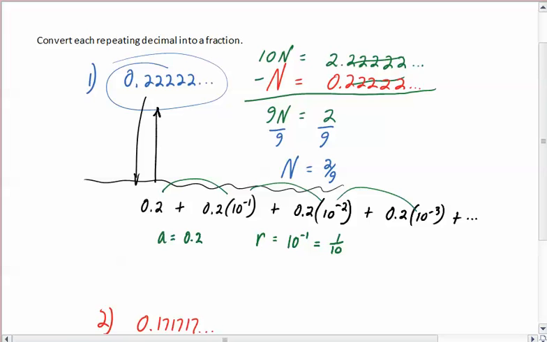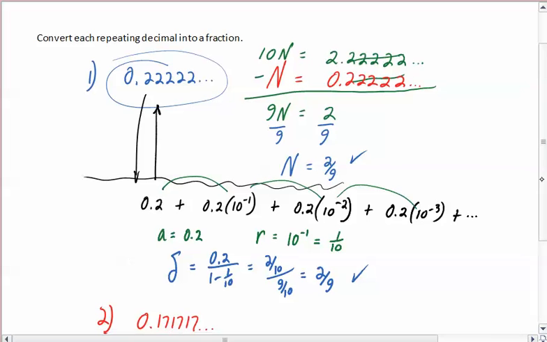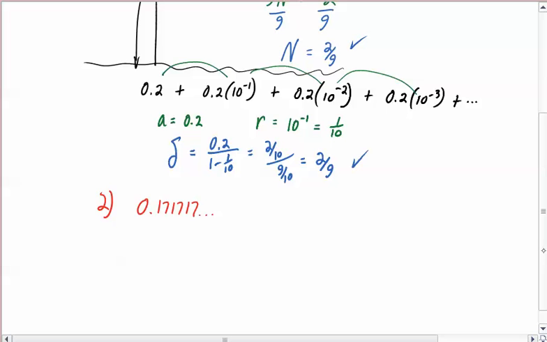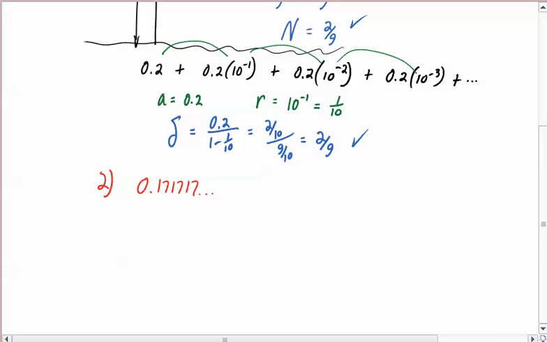So let's take a look. The sum of an infinite series is the first term over 1 minus the common ratio. So let's see what we get. We get 2. I'm going to change that into 2/10, that fraction 0.2. And then I have 9/10 at the bottom. Well, I know that the 10's are going to cancel when I invert and multiply, and so I'm going to get 2/9. That's exactly what I got before. Pretty cool, huh? So it's basically an infinite geometric series.